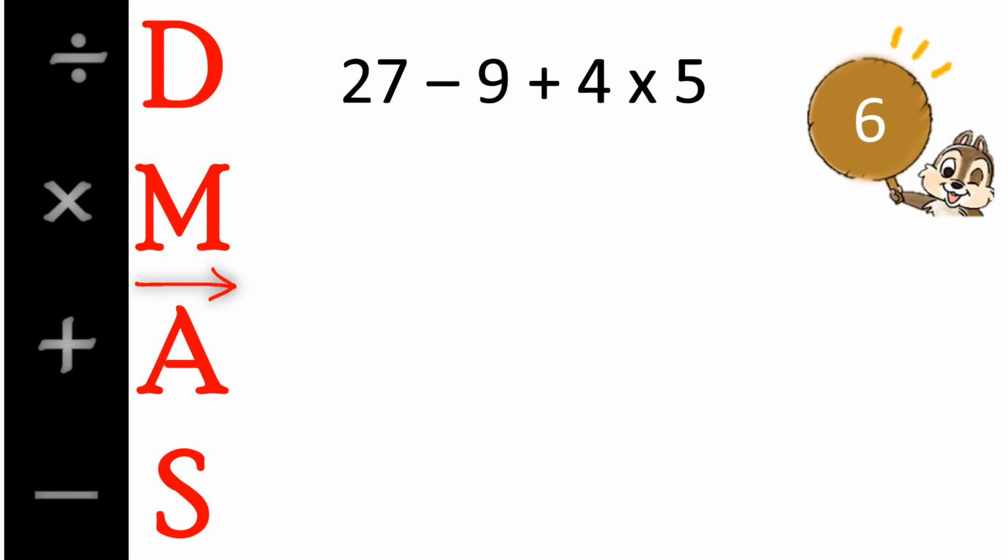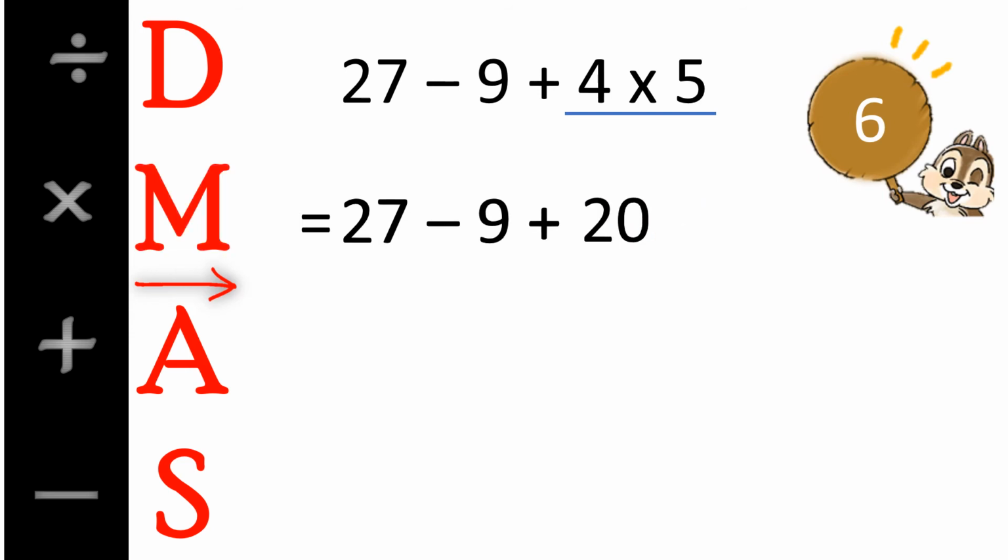Question number 6. 27 minus 9 plus 4 multiplied by 5. According to DMAS, what we have to do first? Division. But we do not have division here. So we have to do multiplication. Write 27 minus 9 and plus sign as it is. And multiply 4 by 5. 4 5s are 20. So we have 27 minus 9 plus 20.